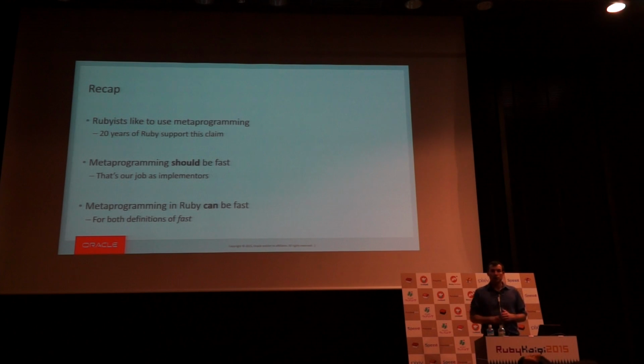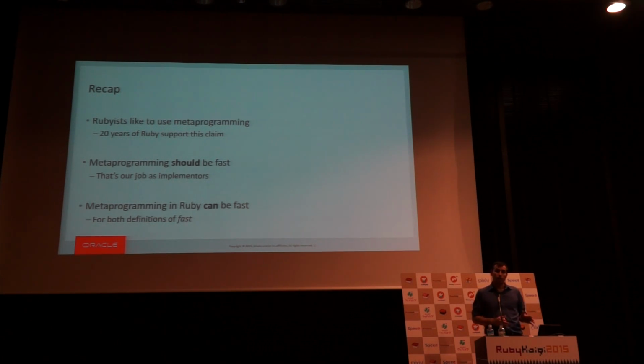So that's about it. Rubyists like to use metaprogramming. We have 20 years of Ruby code to look at to demonstrate that, to prove that. And what I was trying to posit here is that metaprogramming should be fast. Our job as language implementers is to not penalize users for using features the language provides. We shouldn't come up with these weird rules around when you can and cannot use metaprogramming. We should just make metaprogramming fast. And I think we've demonstrated that metaprogramming can be fast. And we did this without modifying the language at all.